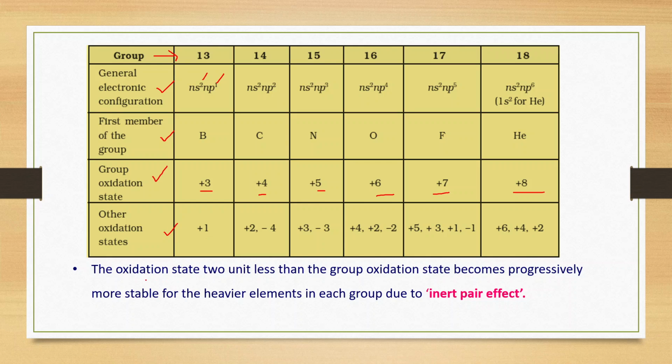Clear? The oxidation state 2 units less than the group oxidation state becomes progressively more stable for the heavier elements in each group due to the inert pair effect. It means if we go down the group, the oxidation state 2 units less than the group oxidation state is more stable. For example, in case of group 13 elements, the group oxidation state is plus 3, but if we go down, the plus 1 oxidation state is more stable. In the same way, for group 14 elements, plus 4 is the group oxidation state, but down the group, the plus 2 oxidation state becomes more stable due to the inert pair effect.